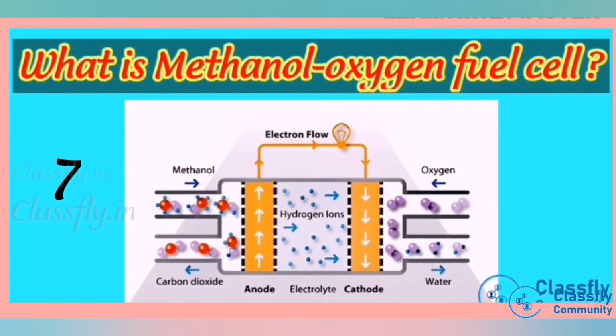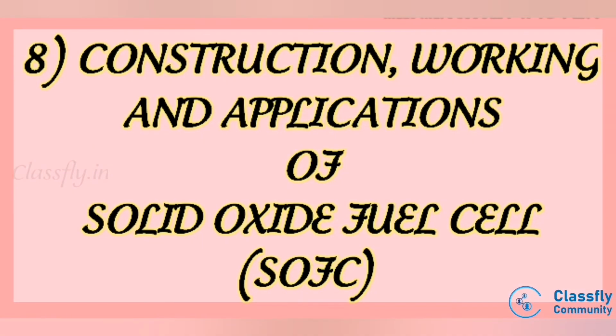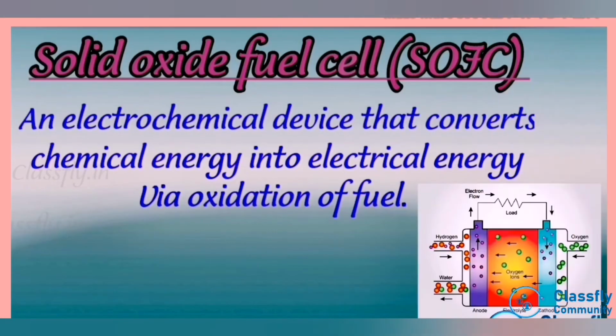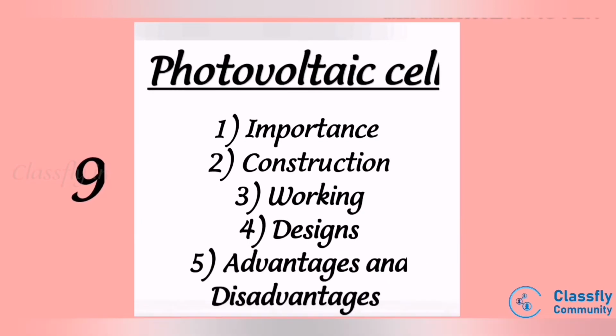Next we discuss in detail the construction, working and application of the methanol-oxygen fuel cell with H2SO4 electrolyte. After that we discuss the construction, working and application of the solid oxide fuel cell. A solid oxide fuel cell is an electrochemical device that converts chemical energy into electrical energy via oxidation of fuel. Next we explain the importance, construction, working, design, advantages and disadvantages of the photovoltaic cell.